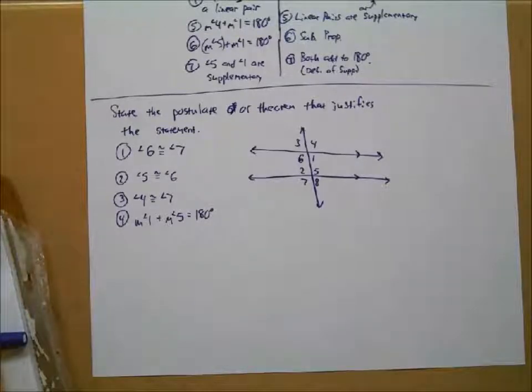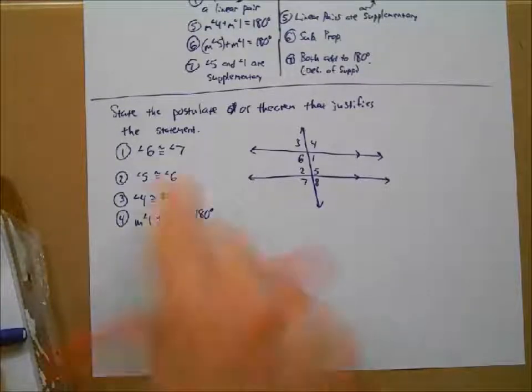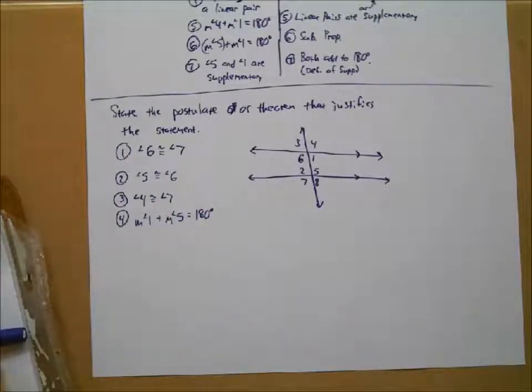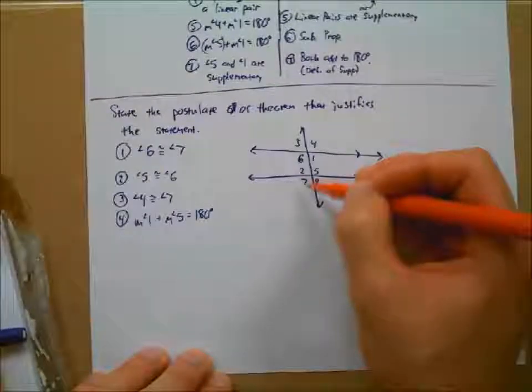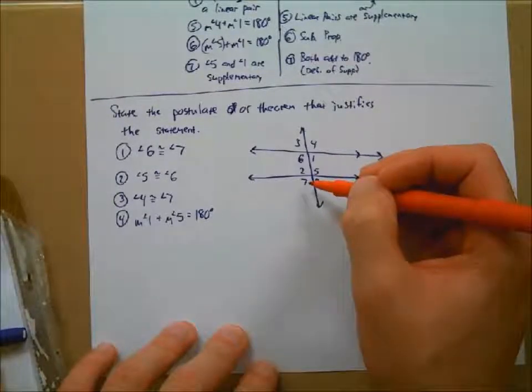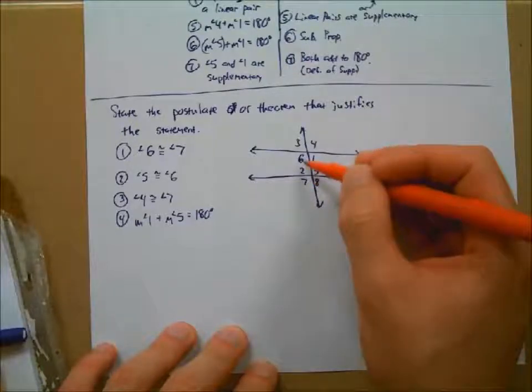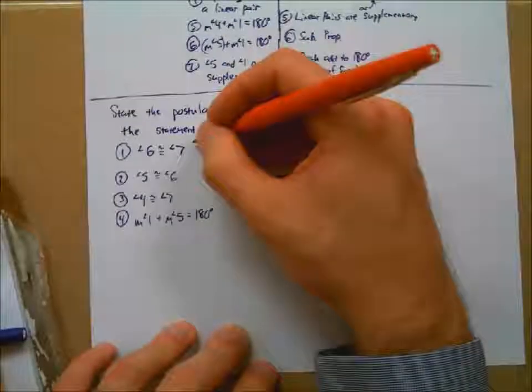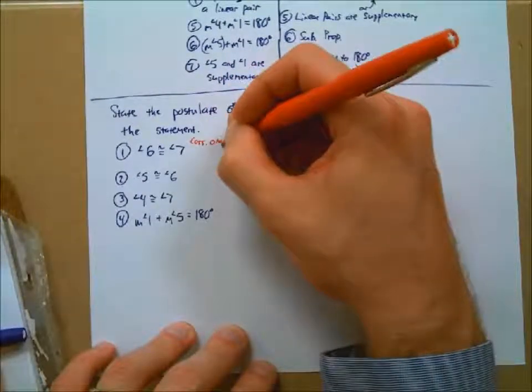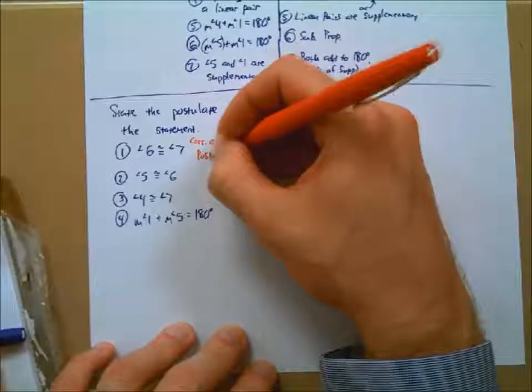All right, Madison, number 1 there. What do you say? What postulate or theorem justifies the statement that angle 6 is congruent to angle 7? I wasn't sure, but I went with co-interior angle. Are 6 and 7 co-interior angles? No. So what would it be? They're not alternate exterior, because one's on the inside, one's on the outside. Corresponding. Yeah, they're corresponding. They're in the same position, right? So corresponding angles, and that's the postulate. That's when we started out with the postulate. So it's corresponding angles postulate.